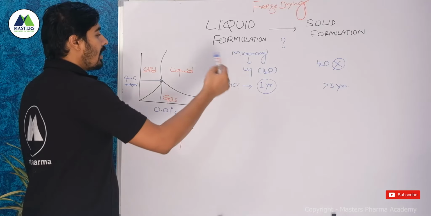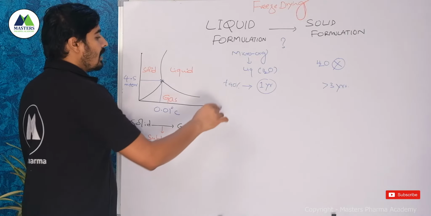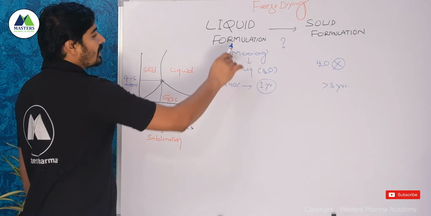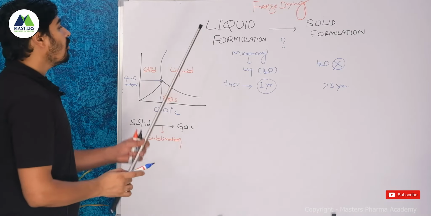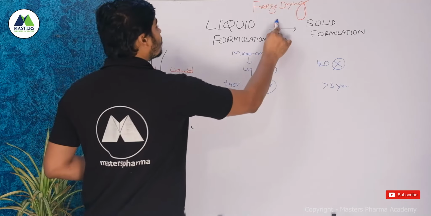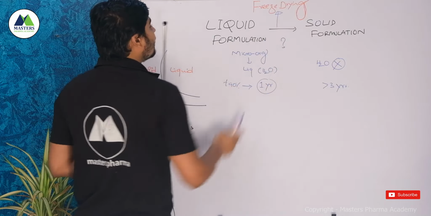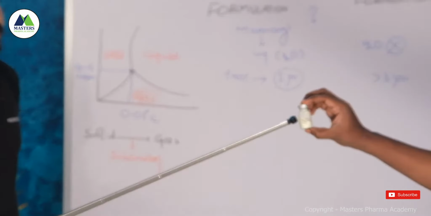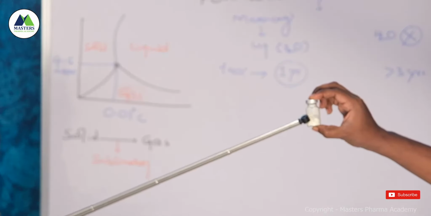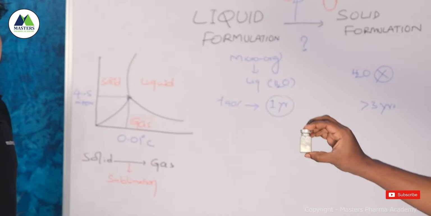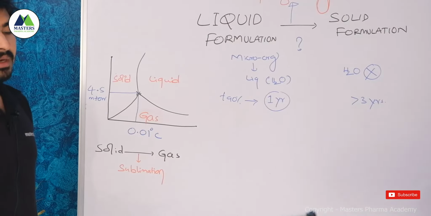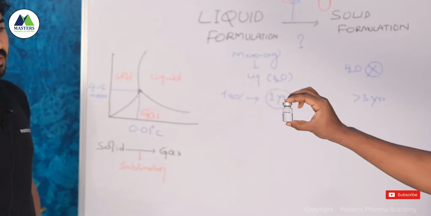So to avoid hydrolysis of the drug substance and to improve the shelf life, we can convert this liquid formulation to a solid formulation. How can we convert this liquid formulation to a solid formulation? By freeze drying. I will show one example. See here, this is the powder. How did we convert this powder? By using the freeze drying method, we converted a liquid formulation to the solid formulation.